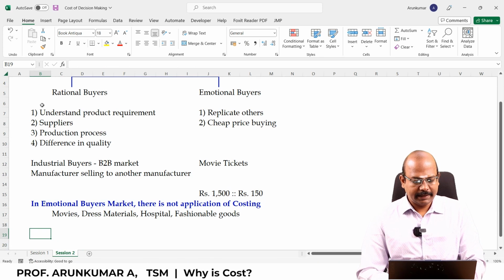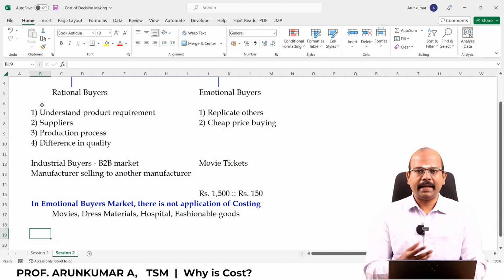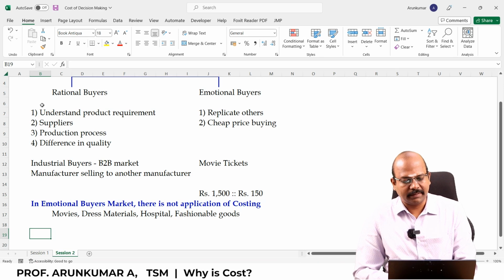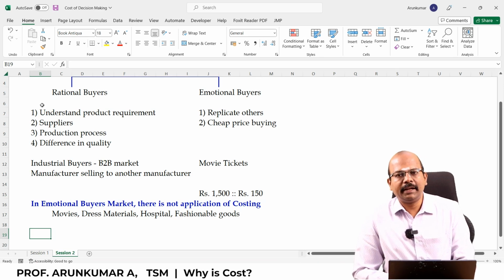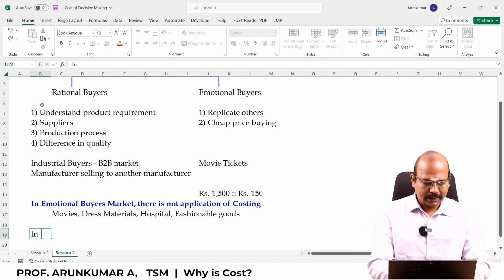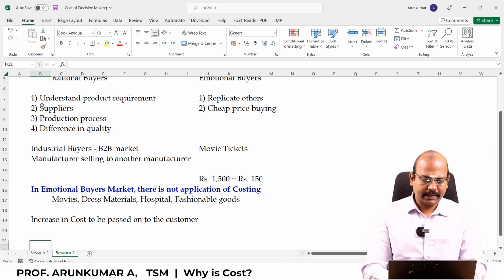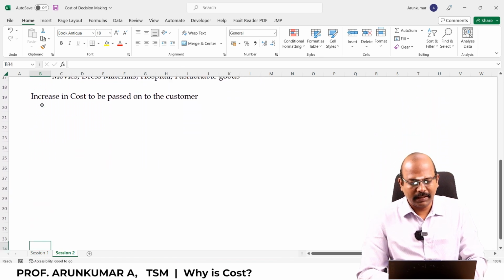So next thing is we need to understand where cost is applicable. In most of the occasion we are able to pass on the increase in cost to the customer, but in few occasion it won't be possible. That means increase in cost to be passed on to the customers. So I will give you one colloquial example.